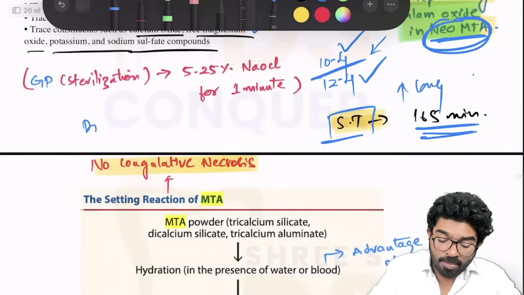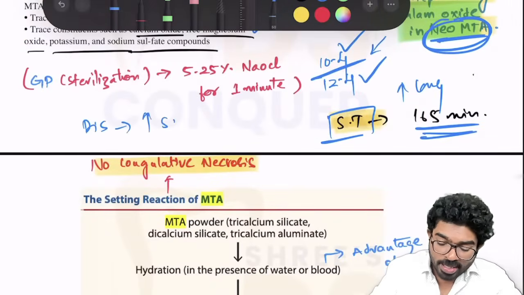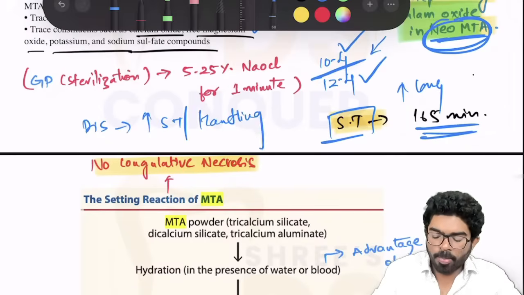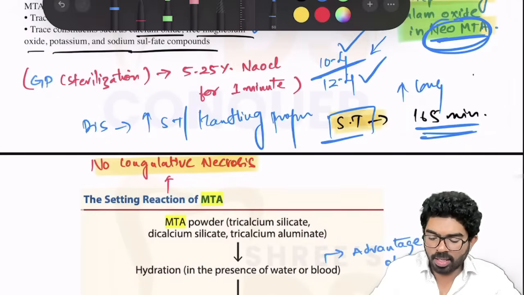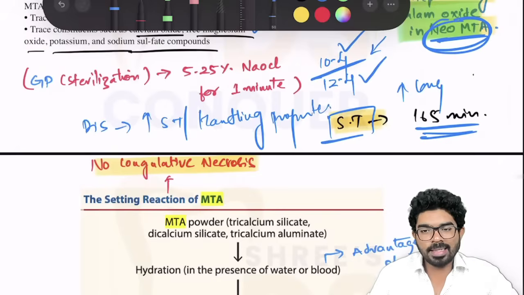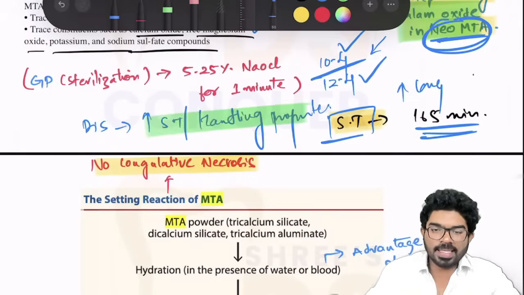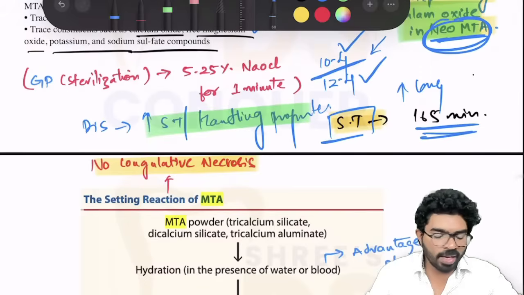Biggest disadvantage of MTA. One is high setting time. Second one is handling properties. MTA is very poor in handling properties. It does not stick to things properly. It is like sand. Okay, so two important disadvantages of MTA are high setting time and very bad handling properties.